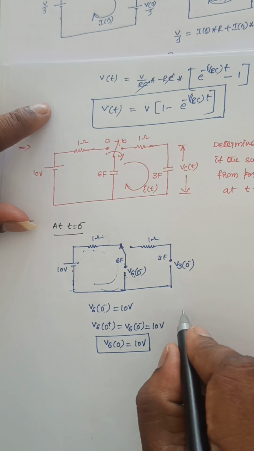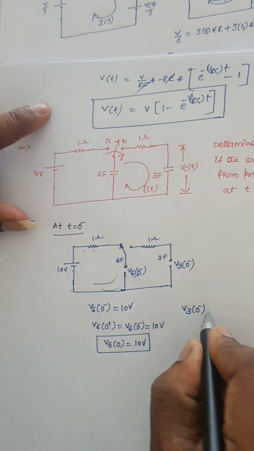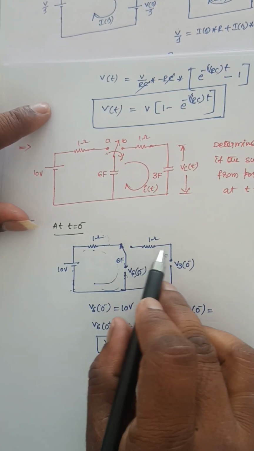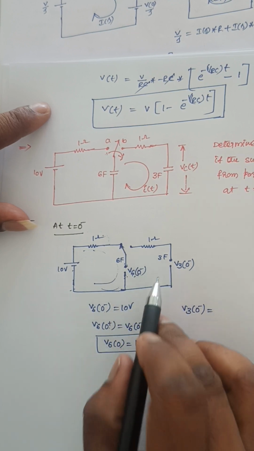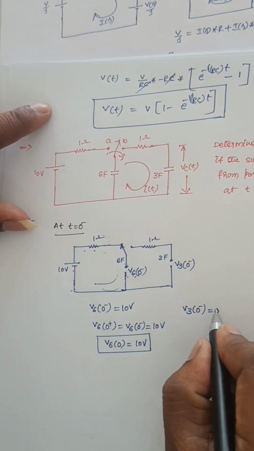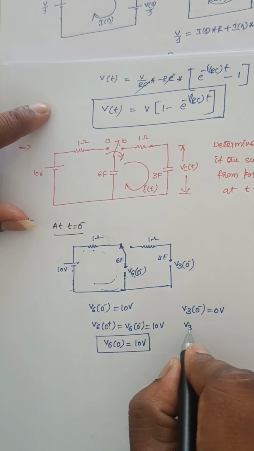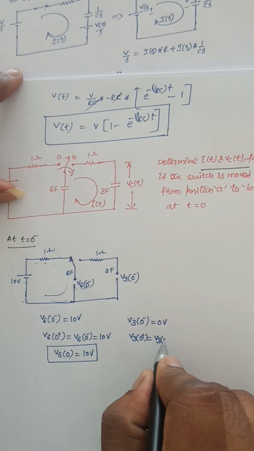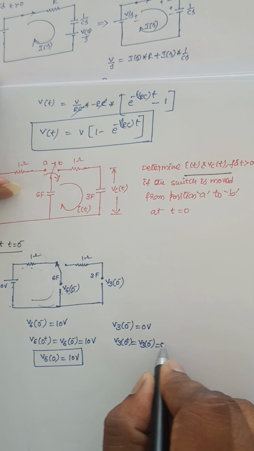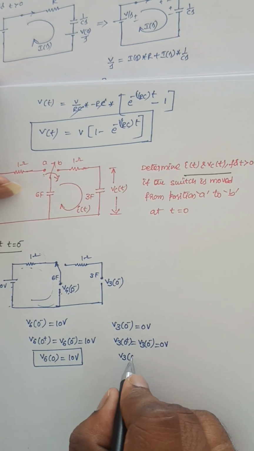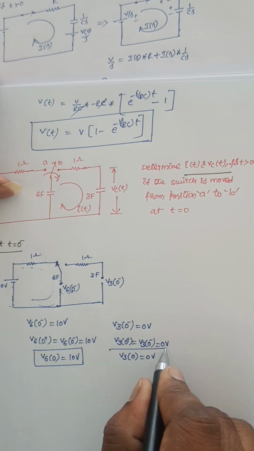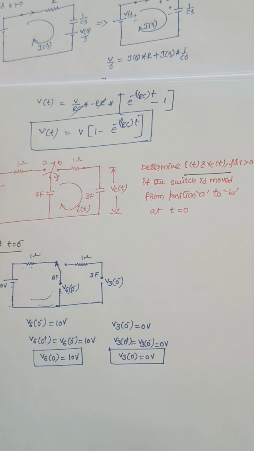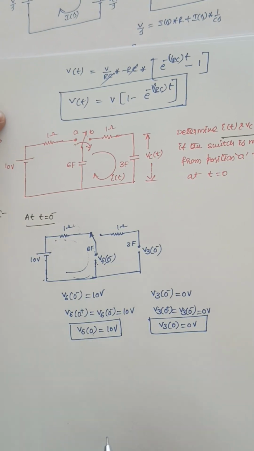Next, V3 of 0 minus. No supply is connected for this circuit, so no current is flowing. So what happens here is, it is 0 volts. V3 of 0 plus is equal to V3 of 0 minus is equal to 0 volts. Now V3 of 0 is equal to 0 volts. So these are the initial voltages across the capacitors.